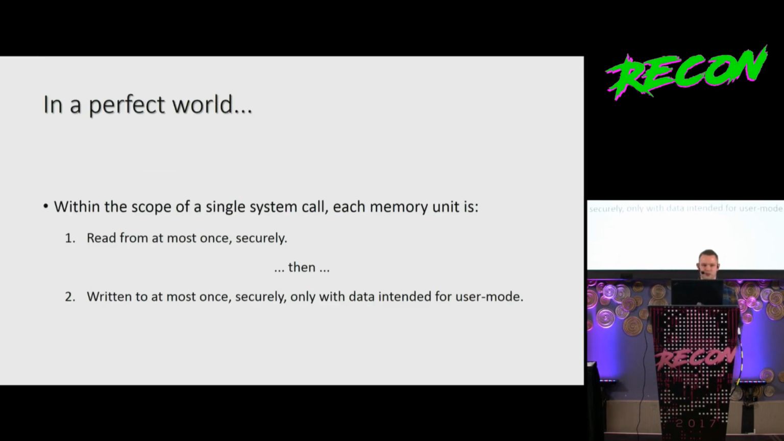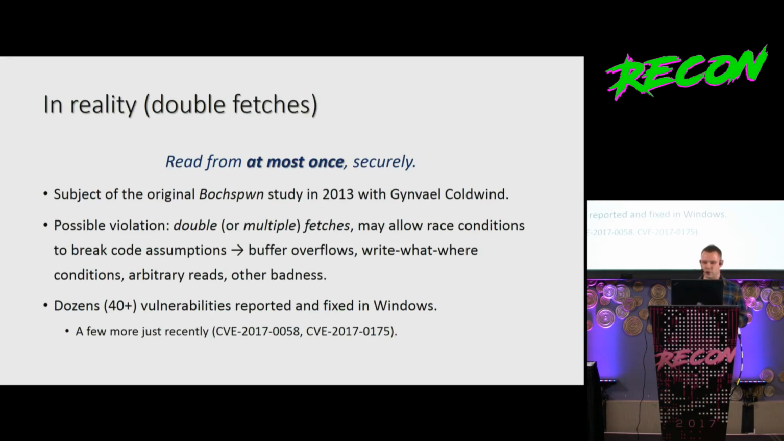On a more general level, in a perfect world, we can imagine that within the scope of a single system call, each memory unit should be first read from at most once in a secure way, and then after the system call performs its logic, it should be written to again, but only once in a secure way, and only with data that is intended for user mode. So this is the perfect reality, but you know how life is. There are tons of ways to violate all of these assumptions that I listed. I will quickly go through some of them, because I think they are all interesting ideas of what you can find using system instrumentation.